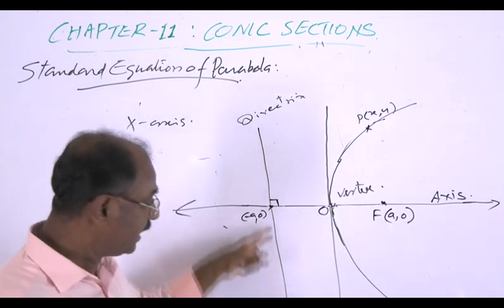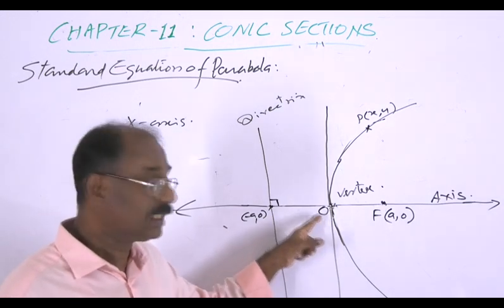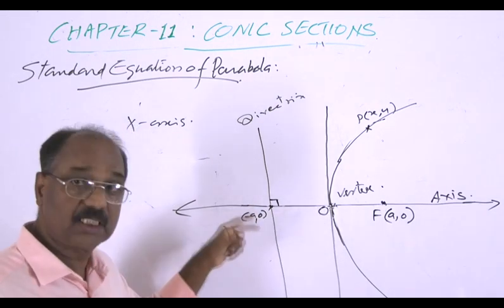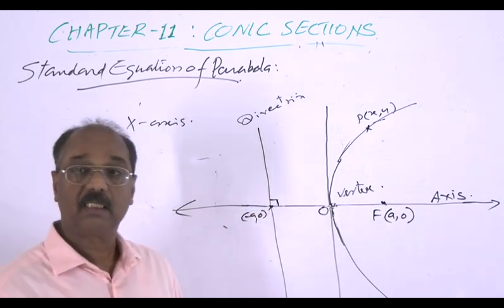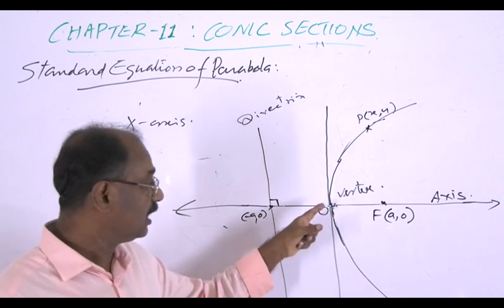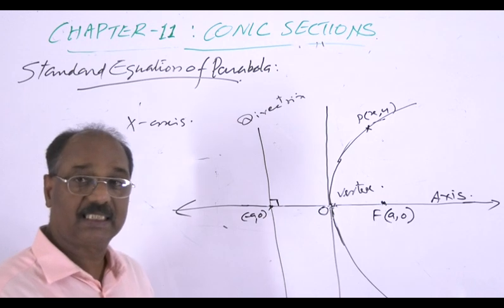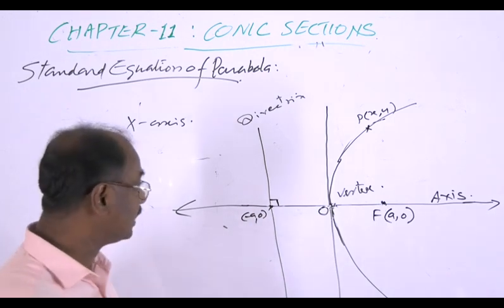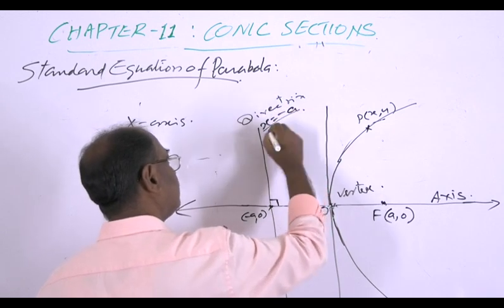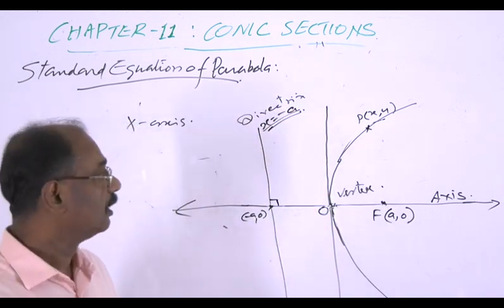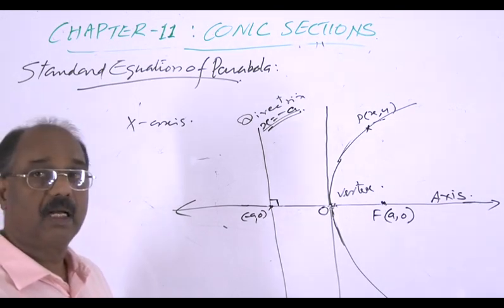And therefore the directrix is the line parallel to the y-axis at a distance a from the origin, on the left, that is at minus a. Therefore, the equation of this line parallel to the y-axis is x equal to a constant, x equal to minus a. So the equation of this directrix is x equal to minus a.